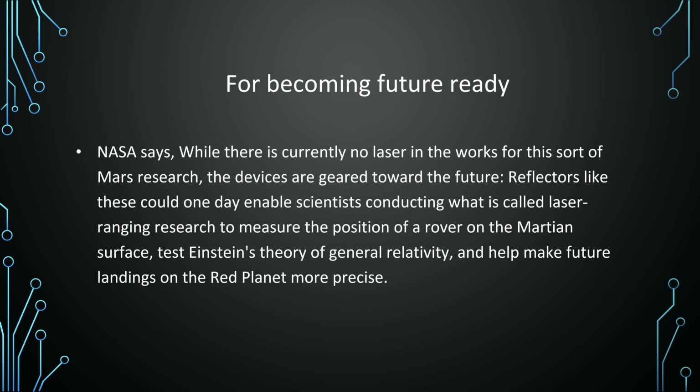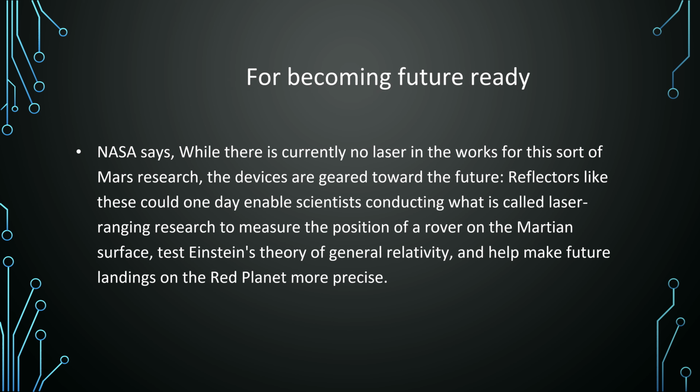For becoming future ready, NASA says that while there is currently no laser in the works for this sort of Mars research, the devices are geared toward the future. Retroreflectors like these could one day enable scientists conducting what is called laser ranging research to measure the position of a rover on the Martian surface, test Einstein's theory of general relativity, and help make future landings on the Red Planet more precise.